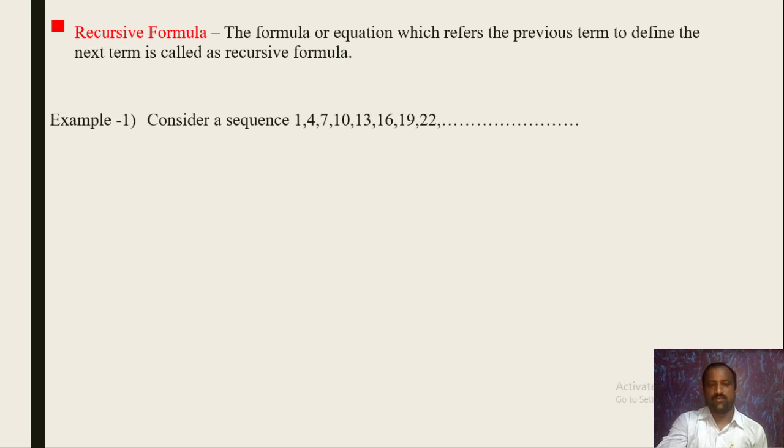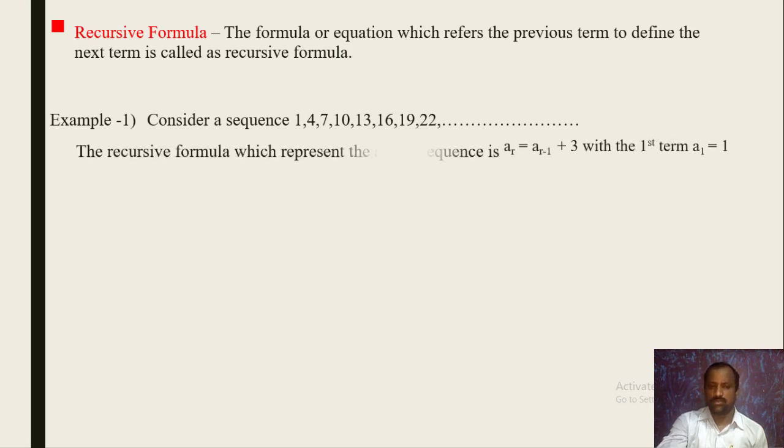For example, if we consider a sequence 1, 4, 7, 10, 13, and so on, we observe that this sequence is nothing but 1 plus 3, 4, 4 plus 3, 7, 7 plus 3, 10, 10 plus 3, 13, and so on. That is, if we want the nth term of this sequence, then we must know the previous term. If we know the previous term, then to that previous term we have to add 3 to get the next term. In general, the rth term of this sequence, denoted by the symbol a_r, is given by the formula a_r is equal to a_(r minus 1) plus 3.